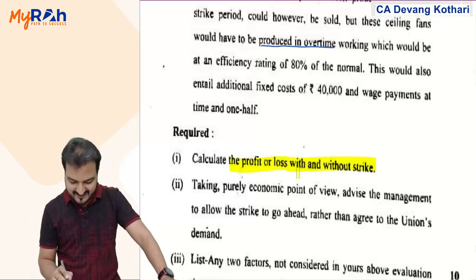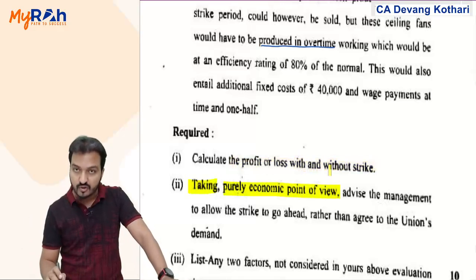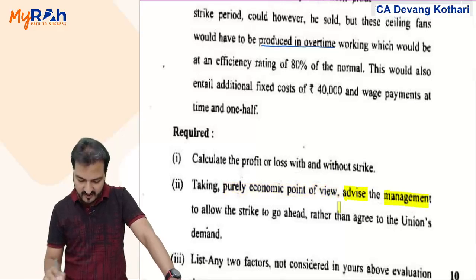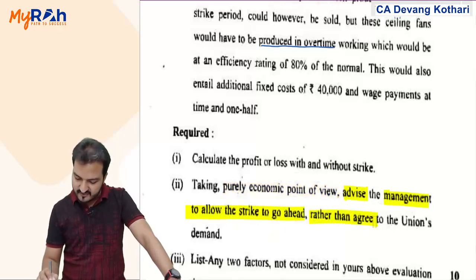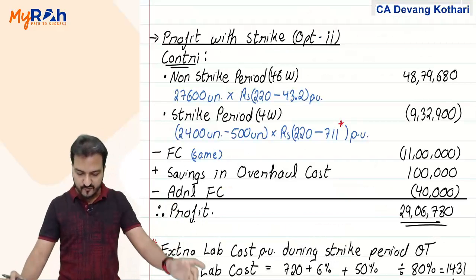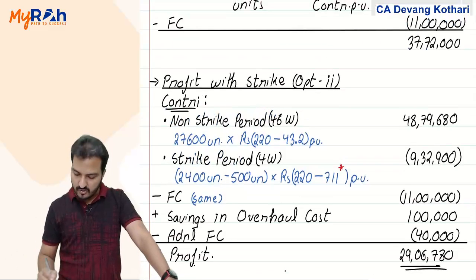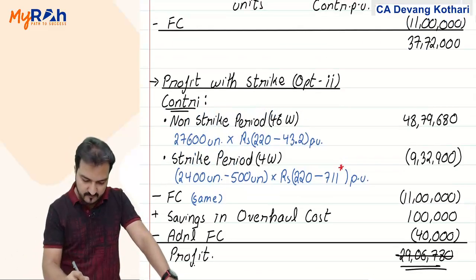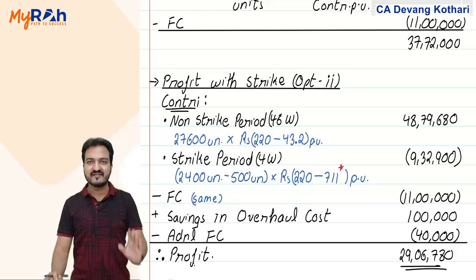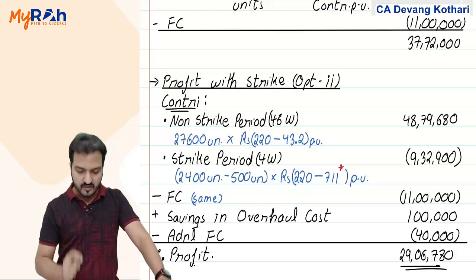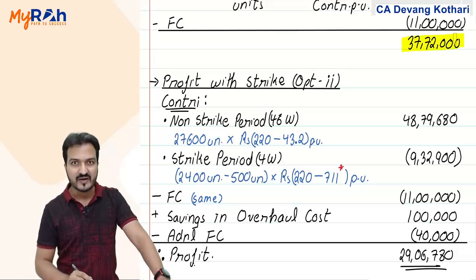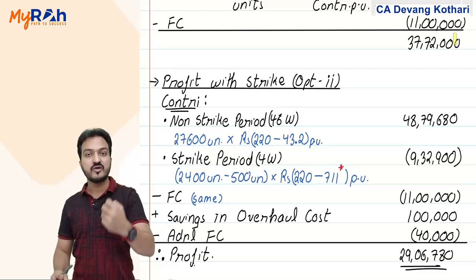Okay. Now based on this answer, considering only financial factors, from a purely economic point of view, advise the management to allow the strike to go ahead rather than agree to the union's demand. What will be your advice? If you allow the strike to go ahead, then your profit is 29 lakhs something. But if you don't allow the strike, and rather agree to the workers' demand, then your profit is 37 lakhs. There's a huge difference. What is my advice? My advice is that you should agree to the workers' demand.